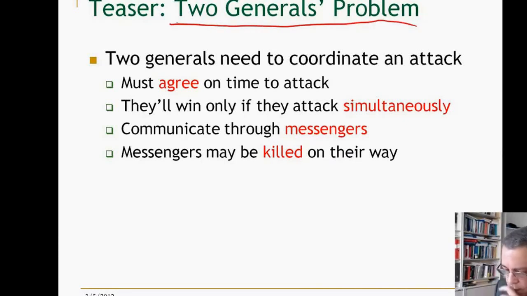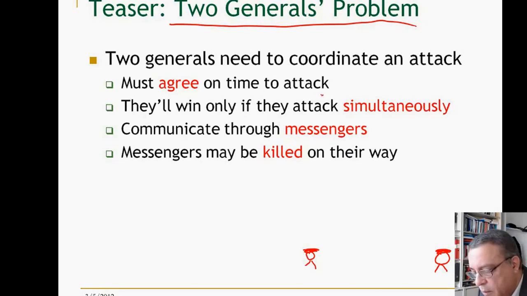So let us look at the two generals problem, and see if this problem can be solved or not. We have two generals who need to coordinate an attack. They are situated in different places. To coordinate this attack, they want to agree on the time of the attack, and they will win only if they attack simultaneously.